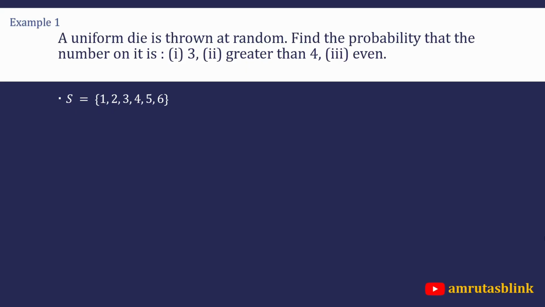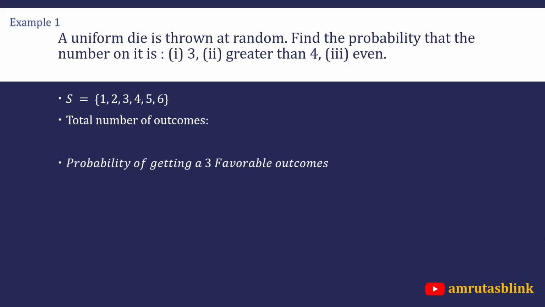Now here when you throw a die, there are a total of 6 possible outcomes. Which outcomes can we have? In your sample space you can have 6 possible outcomes, that is 1, 2, 3, 4, 5 or 6. That means how many total outcomes are there? There are a total of 6 outcomes.